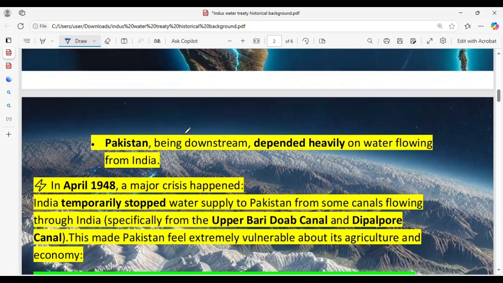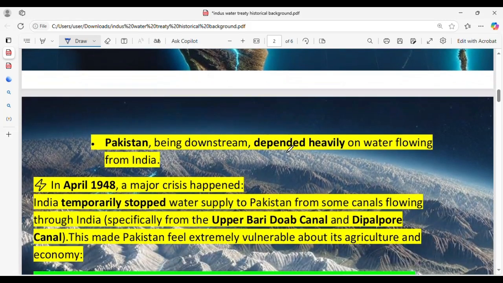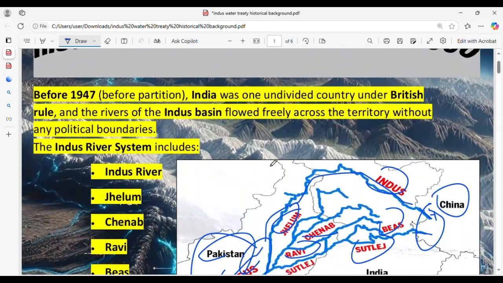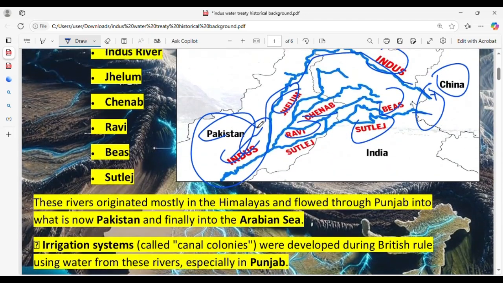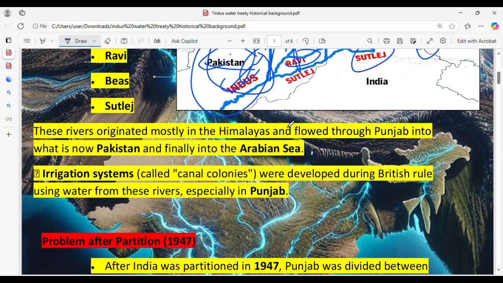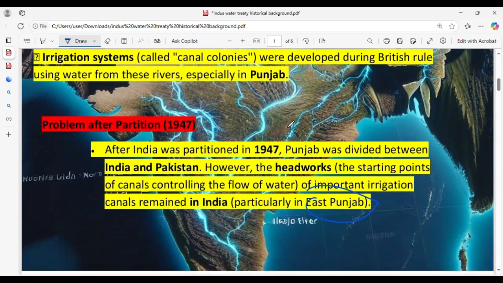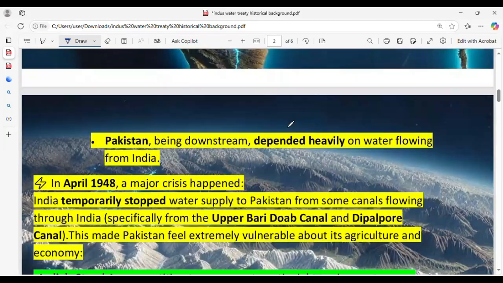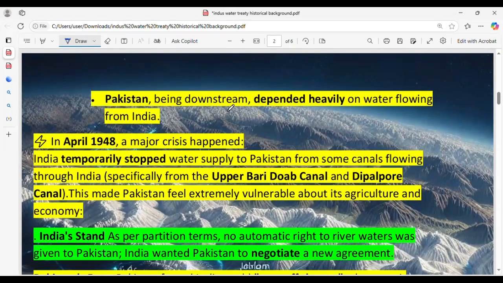Pakistan, being downstream, depended heavily on water flowing from India. As we have already discussed in this map, every river is coming from Indian origin and going to Pakistan. So Pakistan is fully dependent on India's action on this. The full authority over water was in the hands of India, with Pakistan being downstream and dependent heavily on water flowing from India.